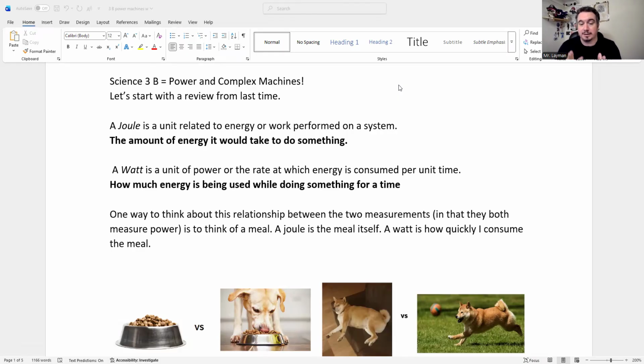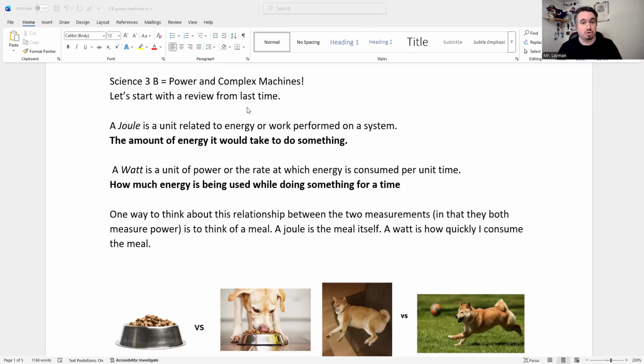But anyway, today we're talking about physics. This is the eighth grade and high school class. This is Unit 3, Section B, Power and Complex Machines. So let's do it. I do want to talk about a little bit of a review from last time because there's two words that are going to come up very frequently in this lesson. And if you weren't here for the last one, you're going to be a little lost.